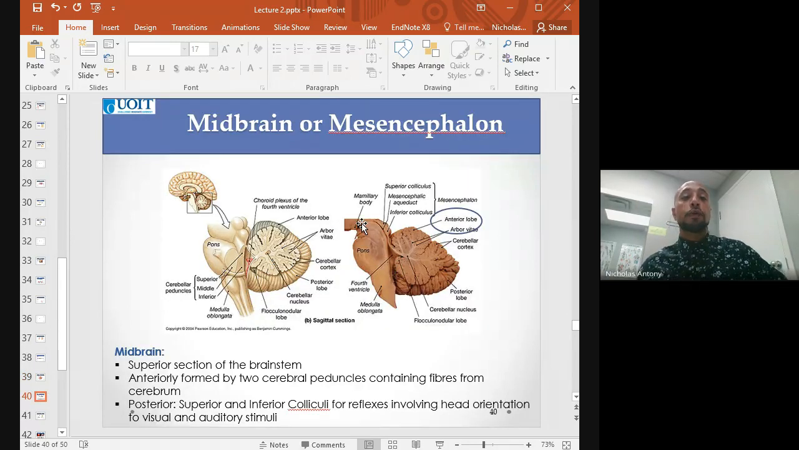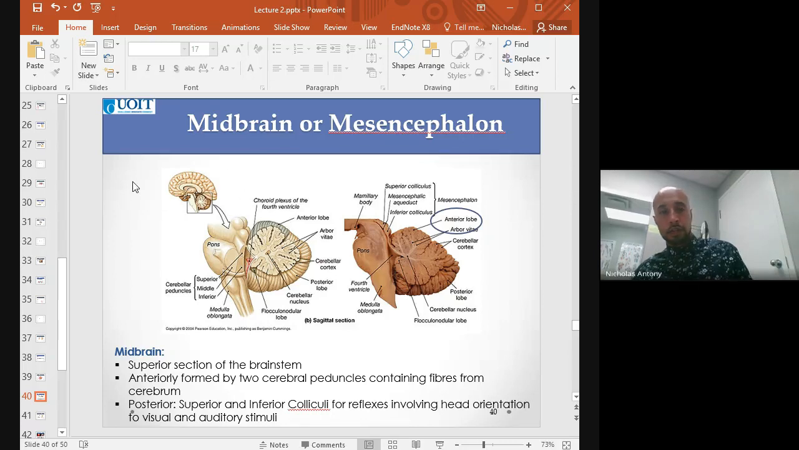So let's first start off with the midbrain. Let's look at this diagram here. We have the medulla, we have the pons, and then we have the midbrain. The midbrain is the most superior part of the brainstem, and it is formed by two peduncles, meaning stalks. We would have our cerebrum attached on either side.